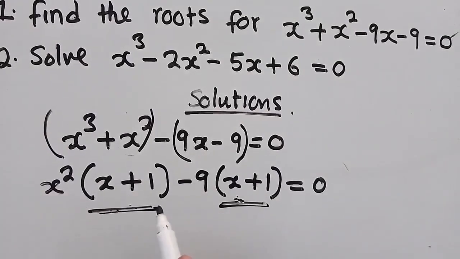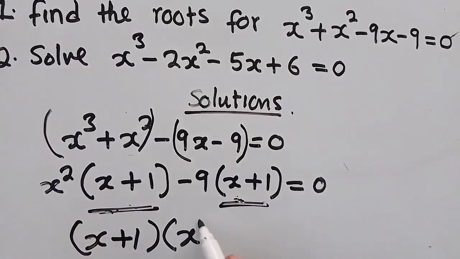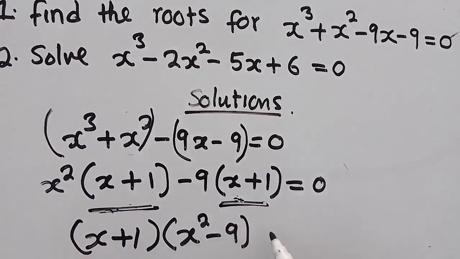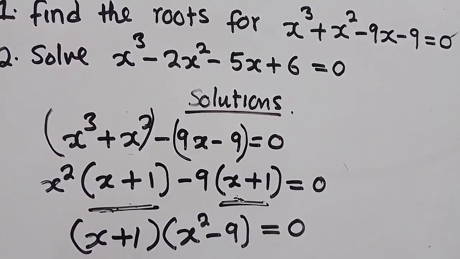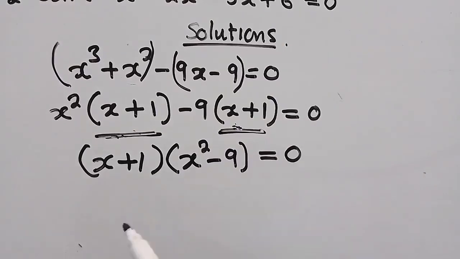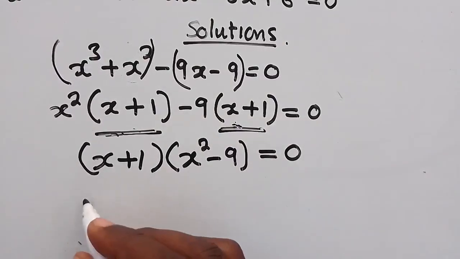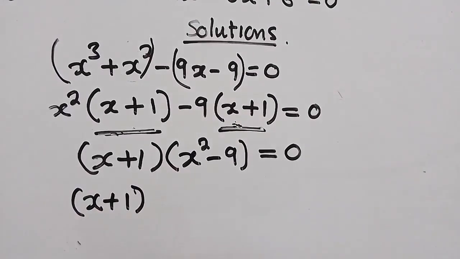When you do this now, you get x plus 1, times x squared minus 9, which is equal to 0. This is what you are going to do. The moment you reach here, this one, x plus 1, is okay. It is fine the way it is.